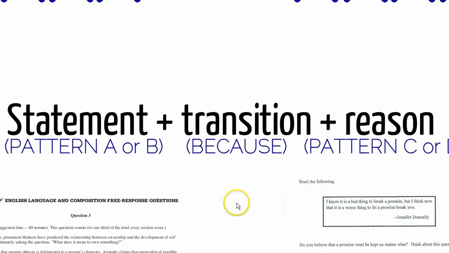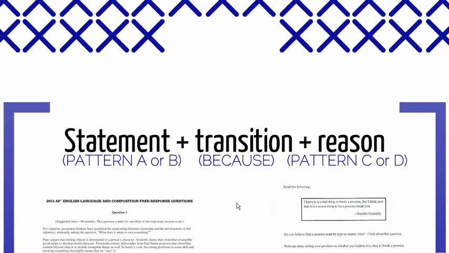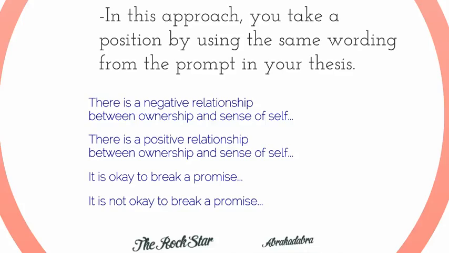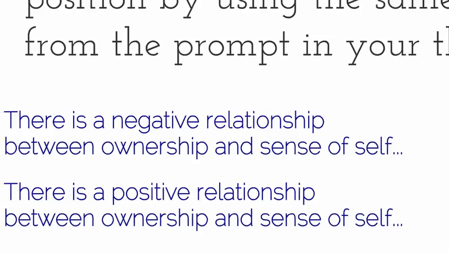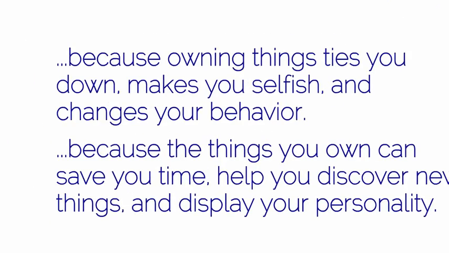So what does it look like to put all that together? Statement plus transition plus reason. Let's take a look. Let's say we used pattern A and pattern D together. There is a negative relationship between ownership and sense of self. Because owning things ties you down, makes you selfish, and changes your behavior.